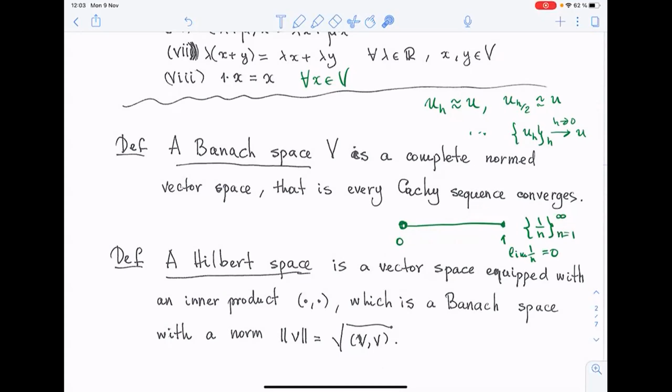So that means that we avoid this kind of situation. We want to make sure that every limit we are looking for, for this kind of sequences that we construct in the space, is living in the space. Otherwise, it doesn't make sense. Oh, okay. Thank you very much. Yeah, you're welcome.